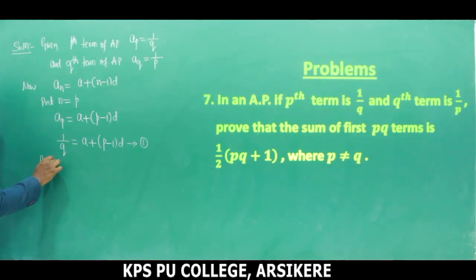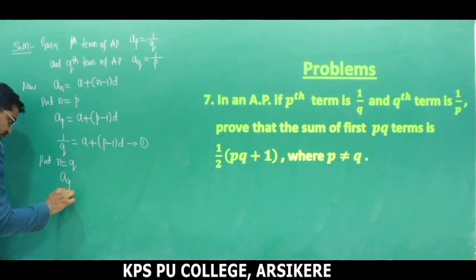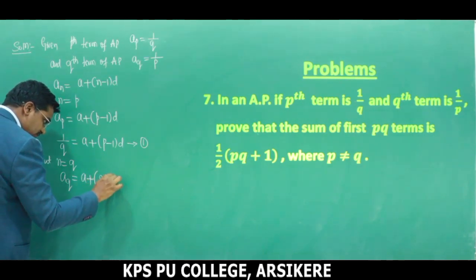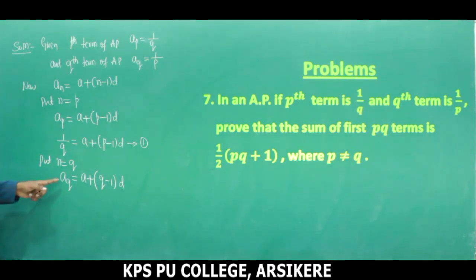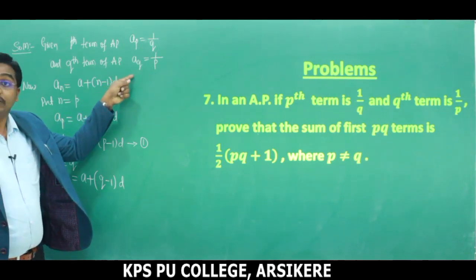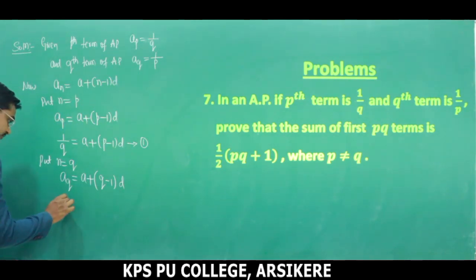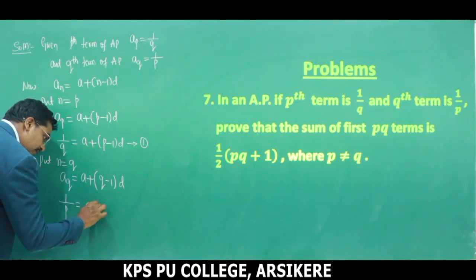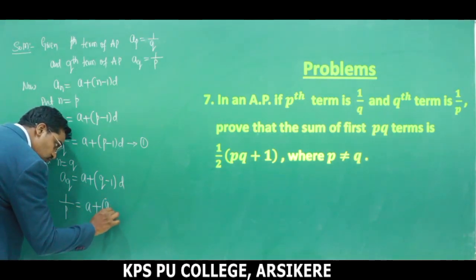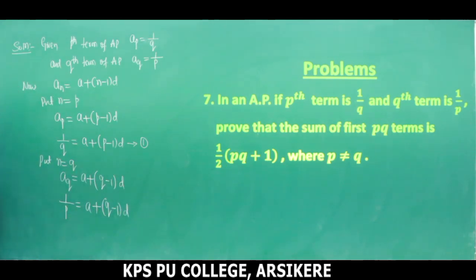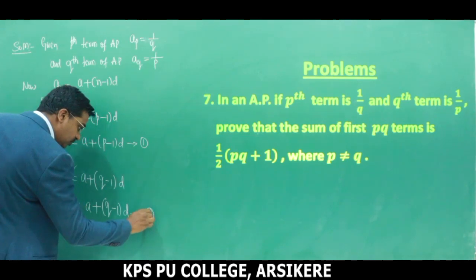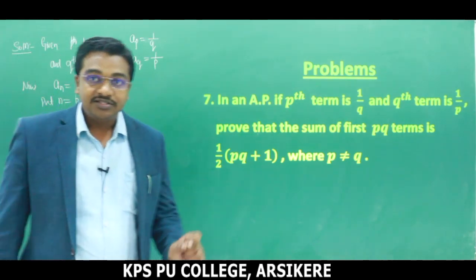Similarly, substitute n is equal to q. We obtain the qth term: a_q is equal to a plus q minus 1 into d. What is the qth term given here? a_q is equal to 1 divided by p. So 1 by p is equal to a plus q minus 1 into d. Call this equation number 2.